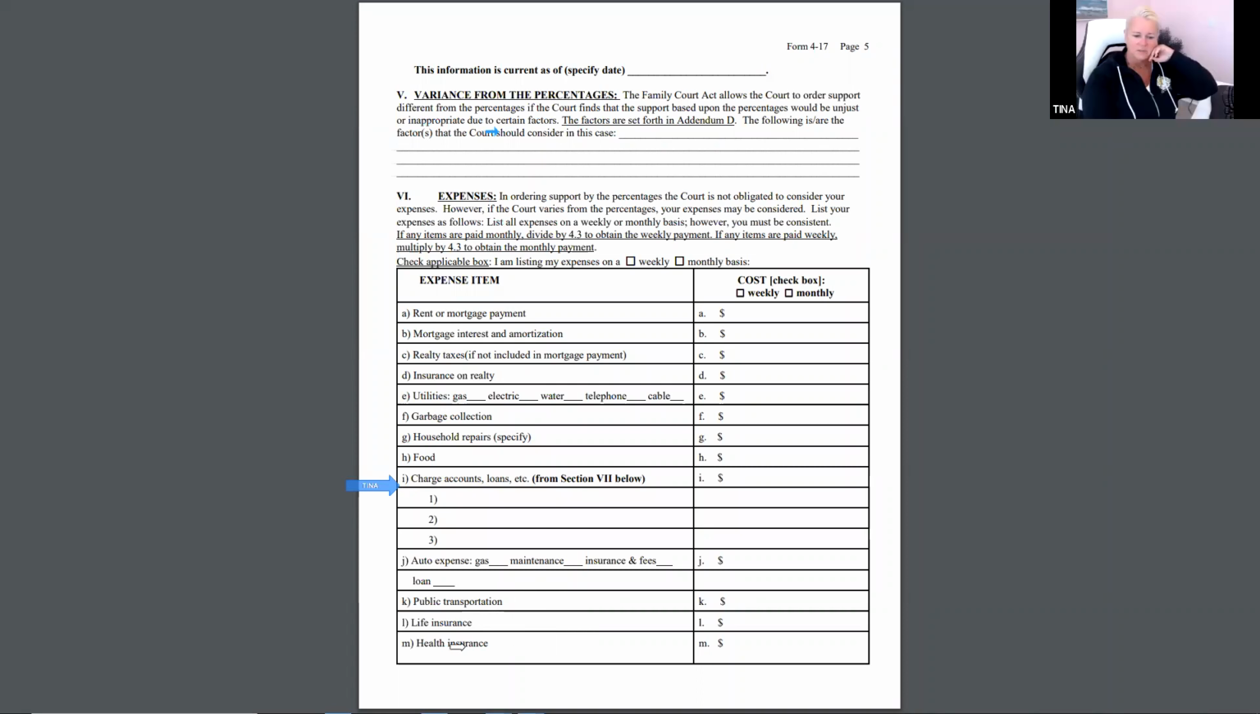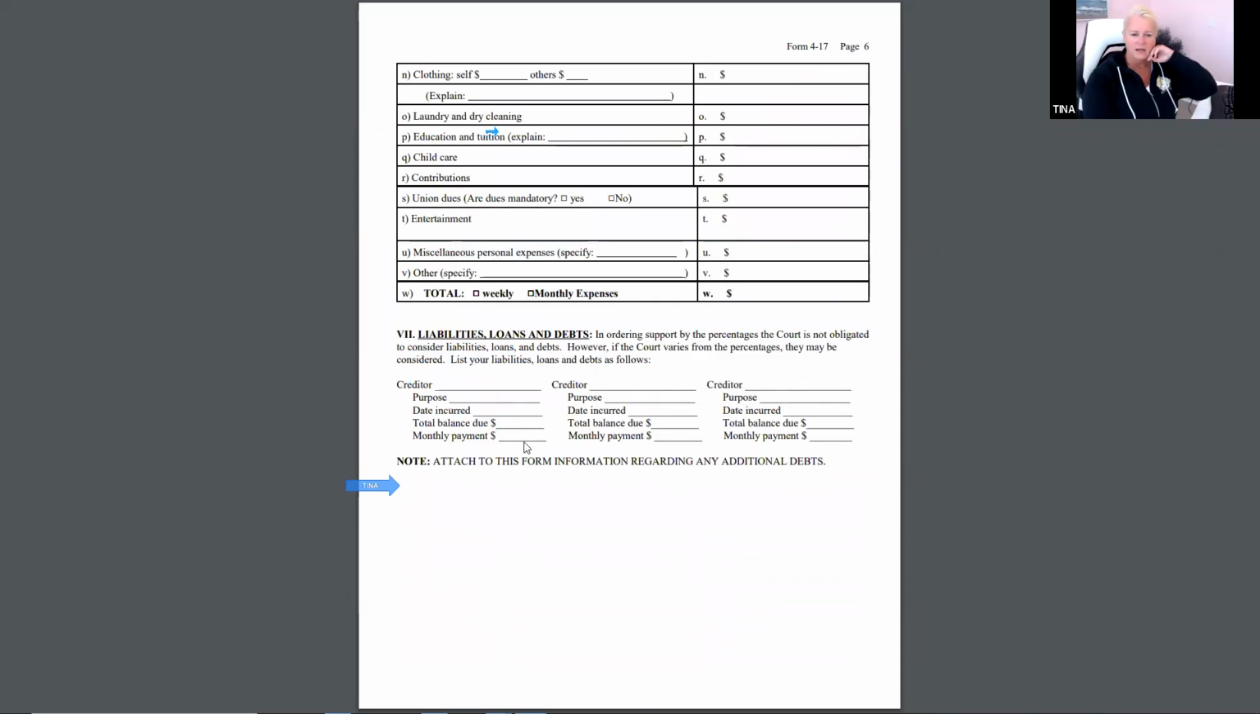So that's on the next page, so we'll go there. Liabilities, loans, and debts. See this? They only have three spots. Attach to this form any additional debts. All right. Just handwrite it, type it, or get the statements. It's that easy. Clothing. I'm sure you have receipts.